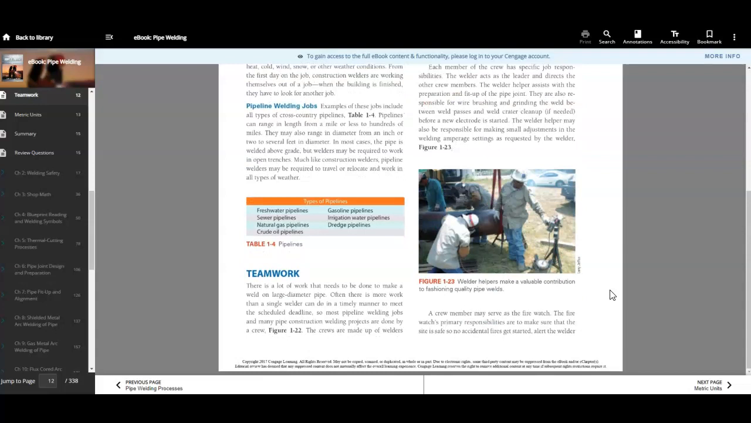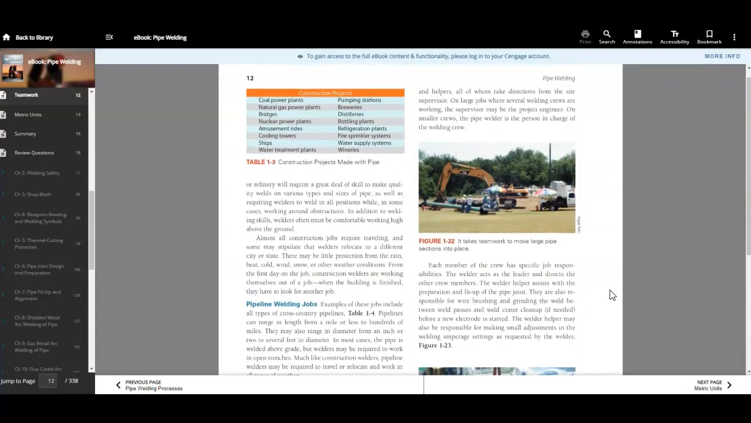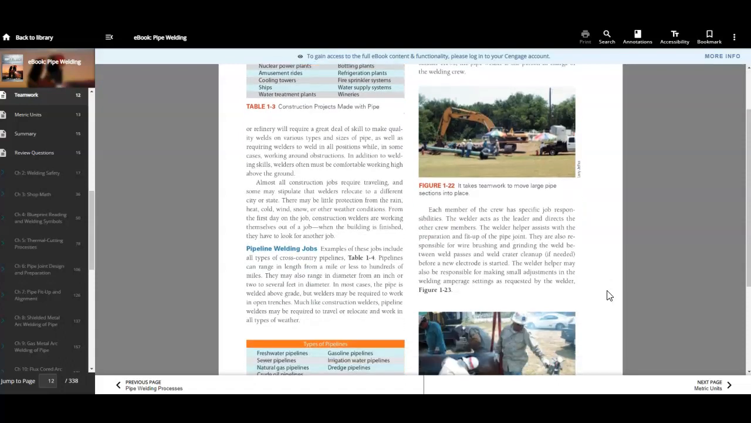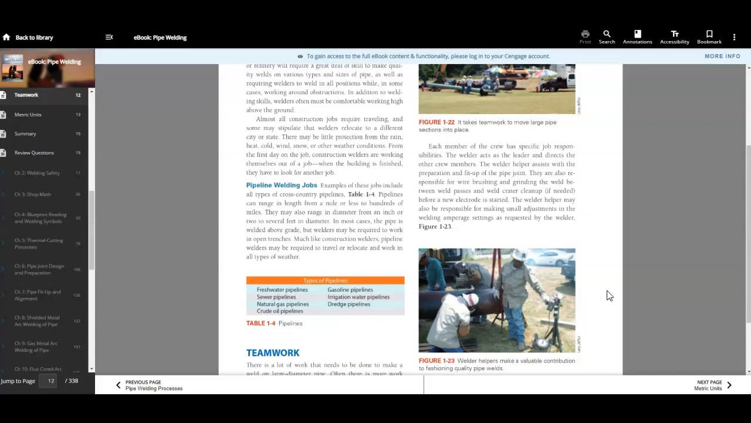The crews are made up of welders and helpers, all of whom take directions from the site supervisor. On large jobs where several welding crews are working, the supervisor may be the project engineer. On smaller crews, the pipe welder is the person in charge of the welding crew. Each member of the crew has a specific job responsibility. The welder acts as the leader and directs the other crew members.